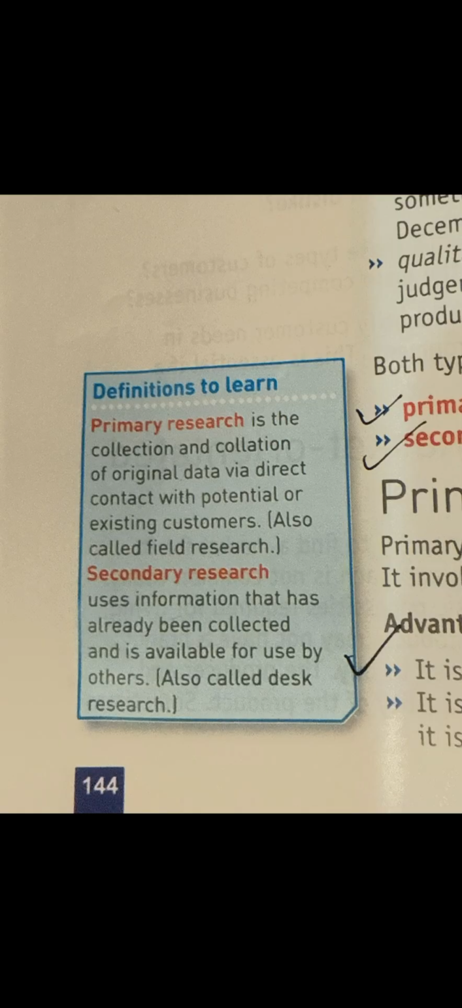Primary research is the collection and collation of original data via direct contact with potential or existing customers, also called field research. Secondary research uses information that has already been collected and is available for use by others, also called desk research.